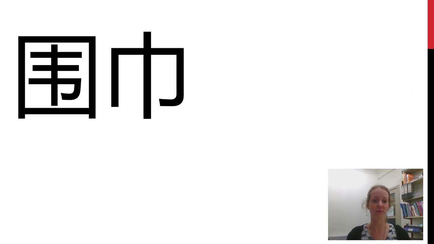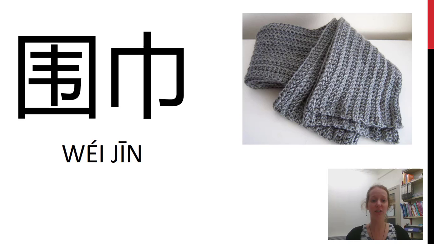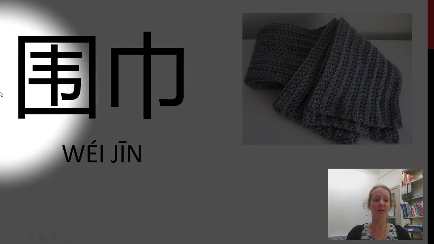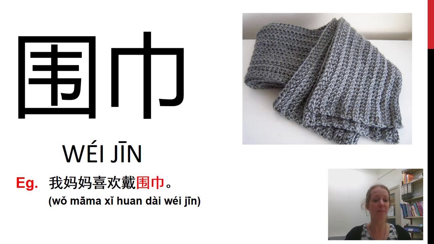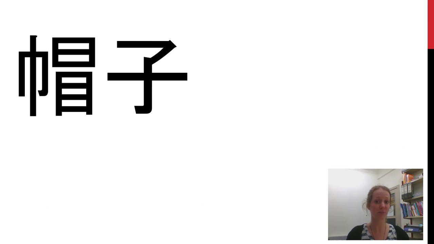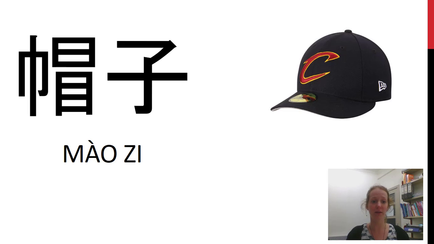下一个,这是什么? 这是围巾. 围巾. So 围 means to surround something, and 巾 is like a small cloth of some sort. 我妈妈喜欢戴围巾. Remember, 戴 is used for accessories. 这是什么? Another accessory. 这是帽子. 帽子, a cap or a hat.